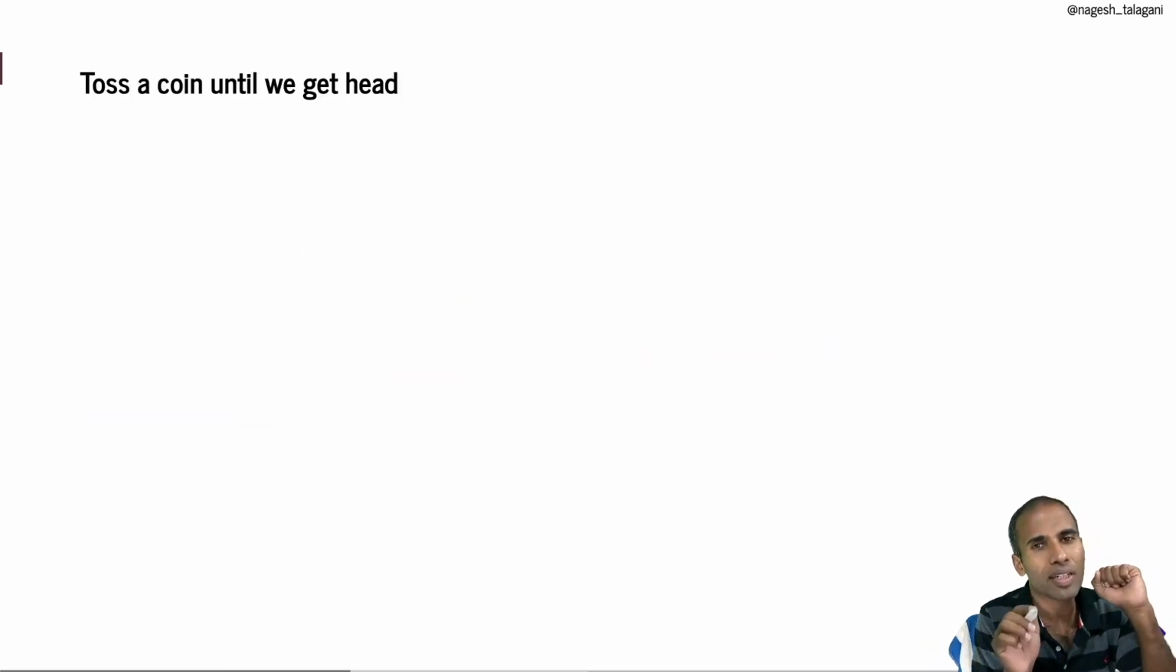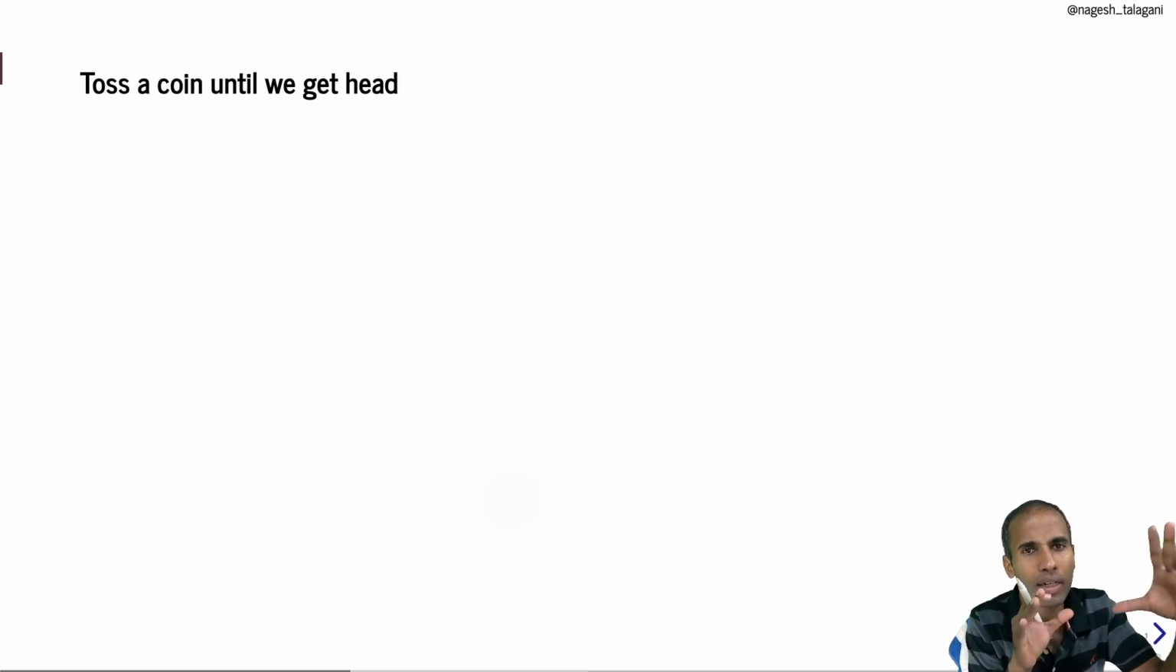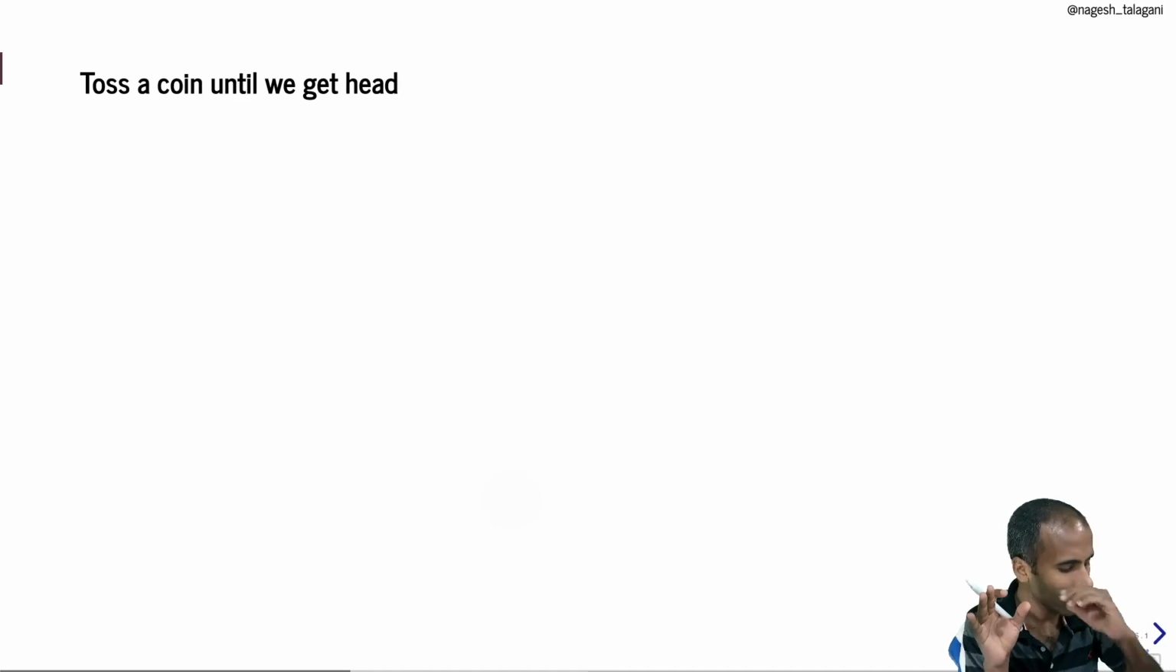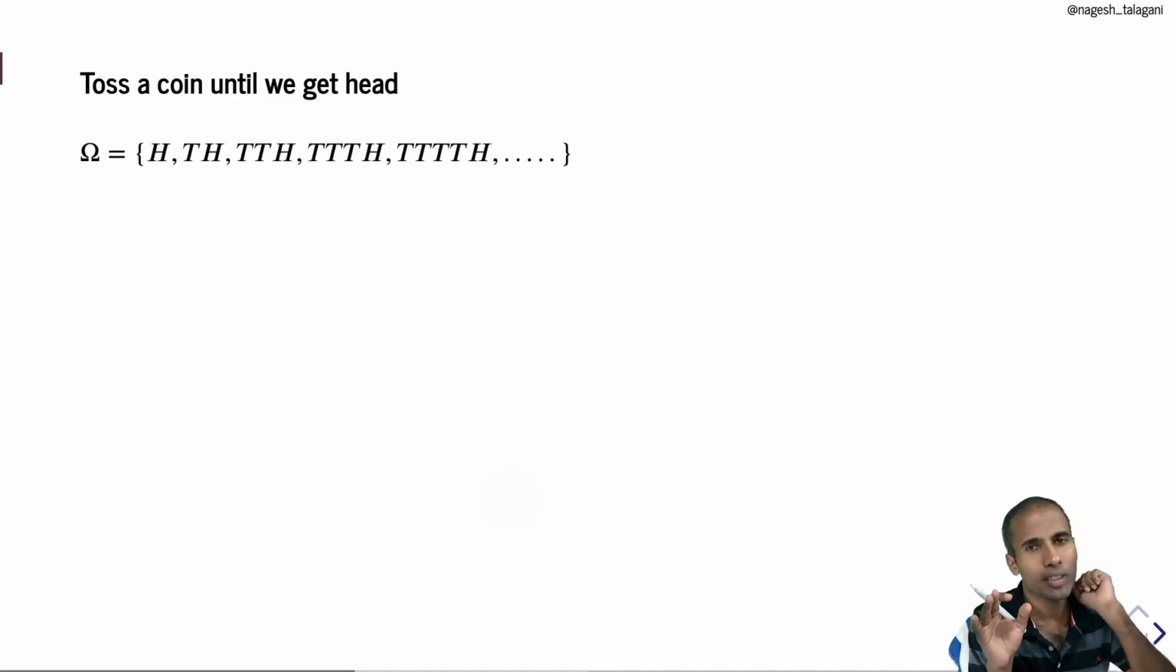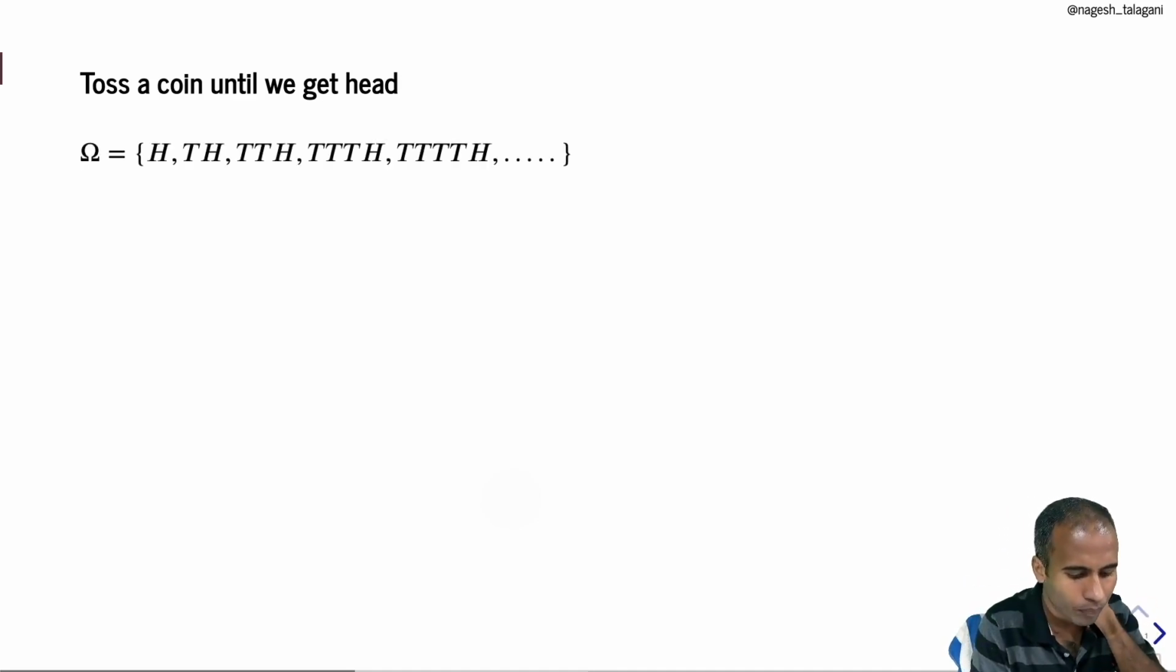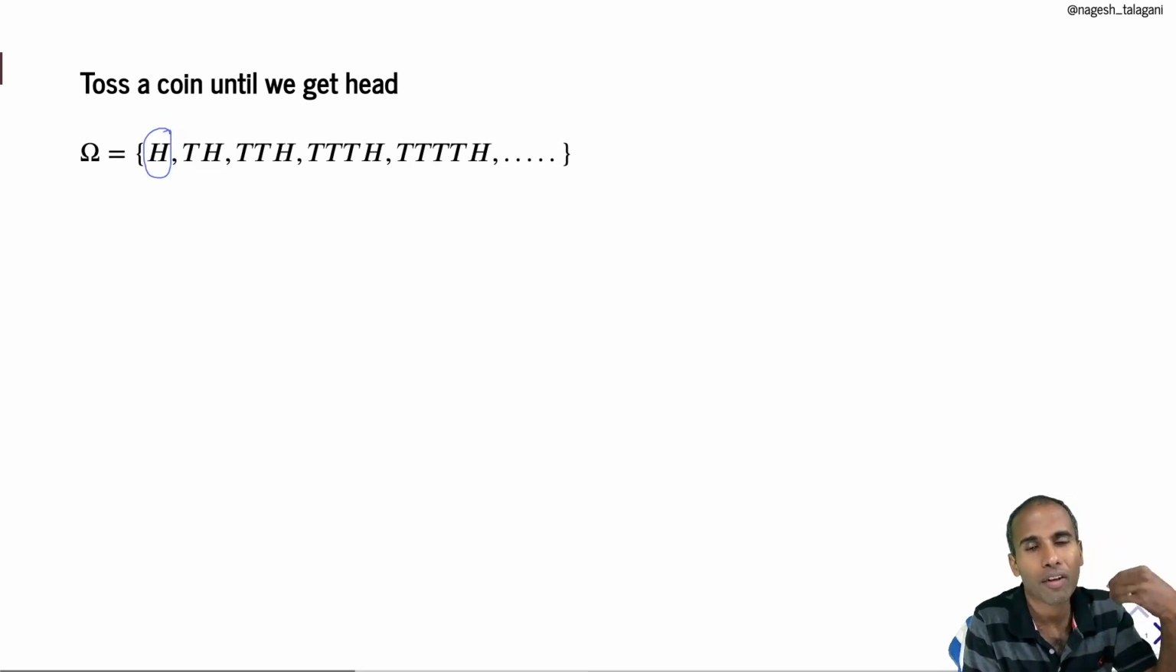Okay, let us consider a random experiment of tossing a coin until we see a head. In this experiment, the typical outcome looks like this: tail, tail, tail, ending with a head. So our sample space will be like this. This is the outcome if we get a head in the first trial itself; then we stop.